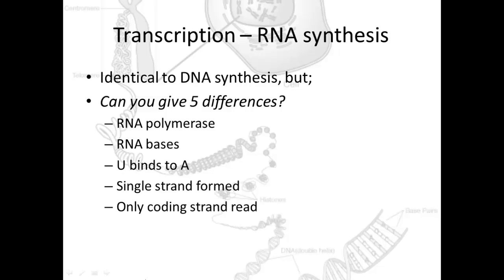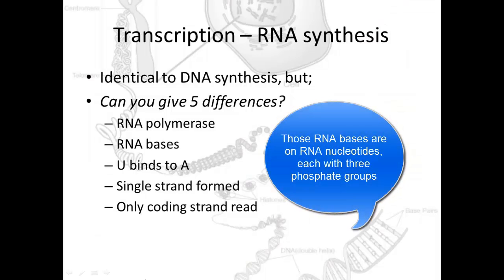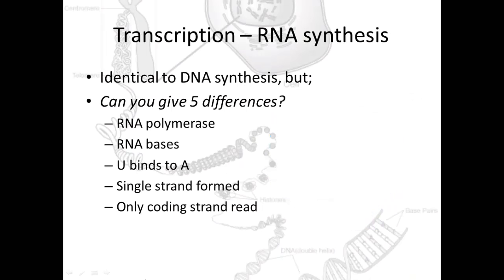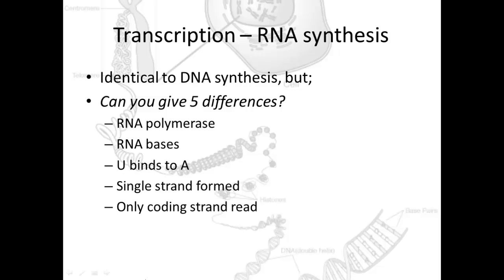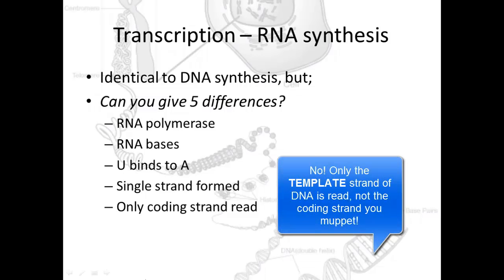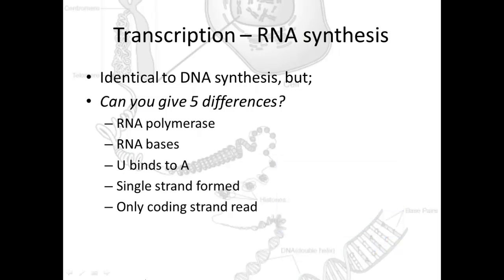It uses RNA polymerase instead of DNA polymerase. It uses RNA bases. They are A, U, G, and C. U will bind to A. It will only form a single strand when forming RNA rather than DNA. And only the coding strand of DNA will be read. Whereas in DNA synthesis, both strands are used as templates in semi-conservative replication.